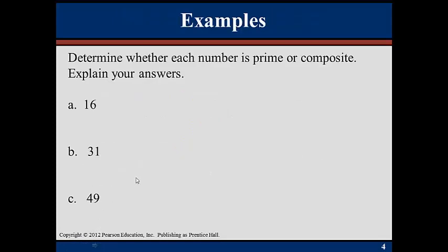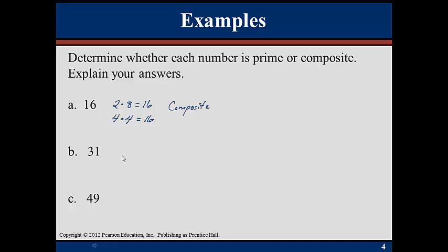Okay, so let's do some examples. It says determine whether each number is prime or composite, and then explain your answer. So, A says 16. If it is a prime number, the only way we can calculate the number is by doing 1 times 16. Well, that's not the case with 16 because we can technically do 2 times 8, and that'll give us 16. Or we can do 4 times 4. That is also 16. Therefore, this is a composite number.